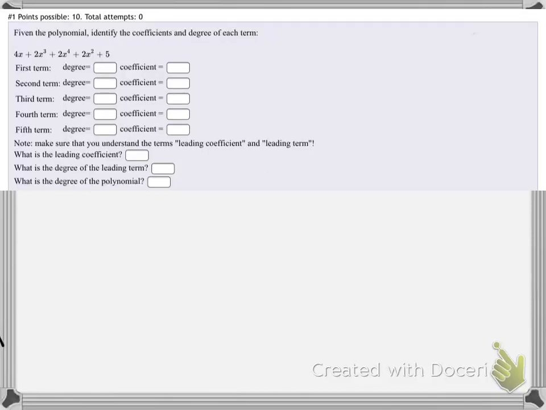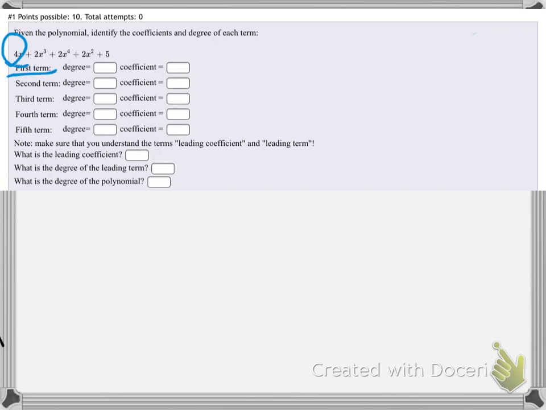Okay, giddy up. Check this out. Given the polynomial, identify the coefficients and the degree of each term. And apparently we're spelling the word given with an F now. So whatever about that. Anyway, the first term is the first one you're looking at.